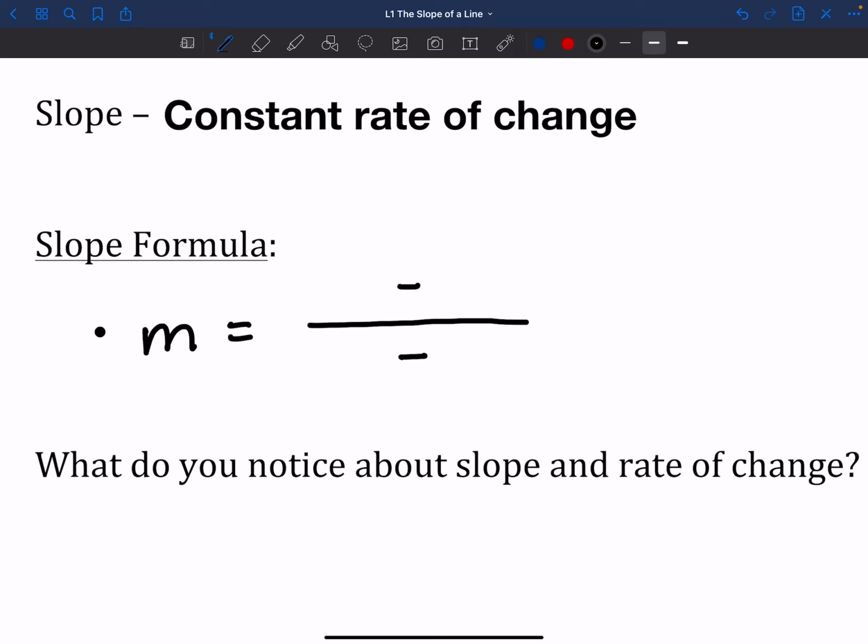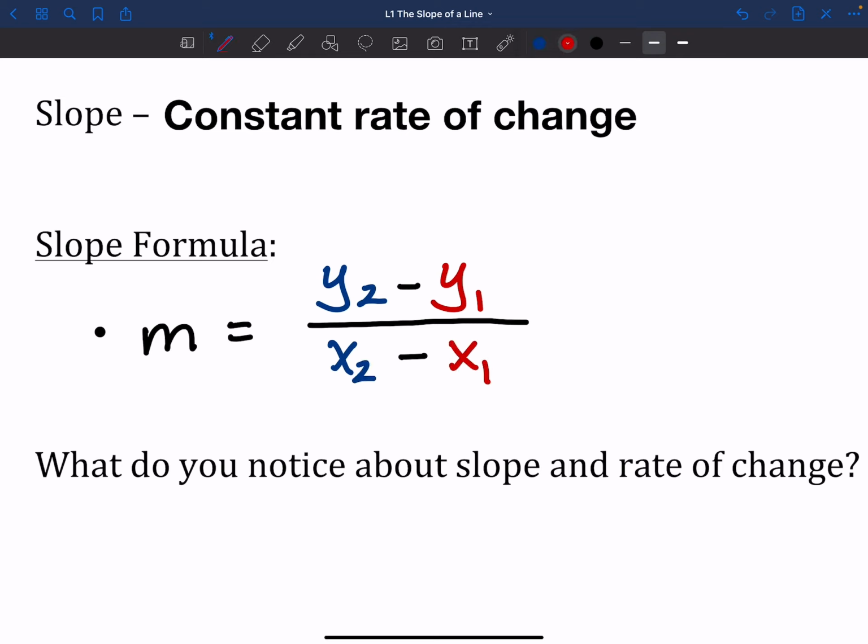I like to call this the skeleton of the slope formula. This is the bare bones. This is before we plug numbers in. This is like the basis of it. After that, we are going to have y2 minus y1 on the top, and then on the bottom, we're going to have x2 minus x1.